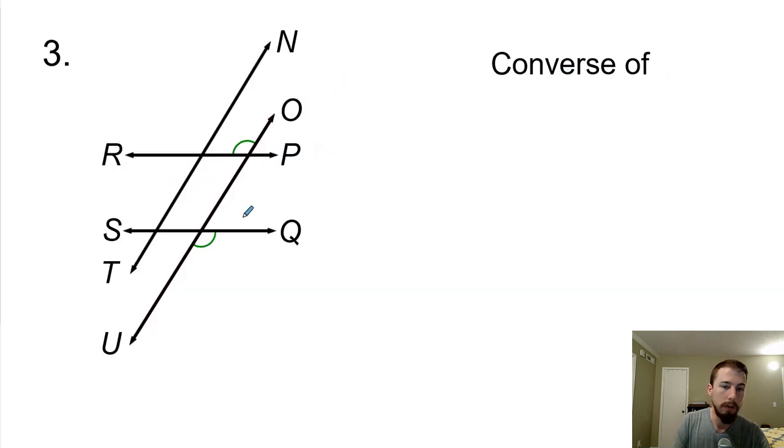All right, number 3. The first thing we want to look at is what kind of angles we're dealing with. You could also say, well, this is our transversal, it's going to be OU. Both of these are exterior angles, right? So we're on the outsides, and we're on the right side and the left side of the transversal. So they're alternate exterior angles. So that's the theorem that we're using.